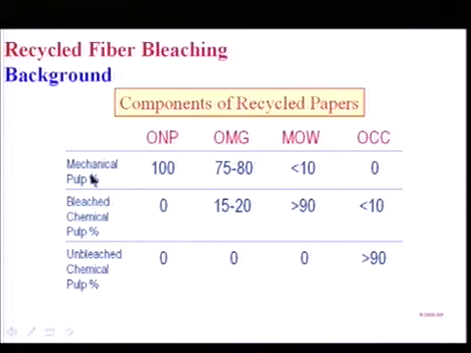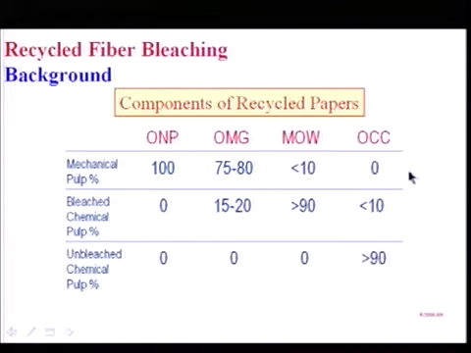Here we have mechanical pulp, bleached chemical pulp, and unbleached chemical pulp. ONP, old newspaper, contains 100% mechanical pulp. OMG contains 80% mechanical pulp and some amount of bleached chemical pulp in the magazines. On the other hand, mixed office waste contains very little mechanical pulp and a very high amount of chemical pulp. But these chemical pulps are dyed with dyes, colored paper. OCC is mostly unbleached chemical pulp, and there is also some bleached chemical pulp present in this as a top liner.